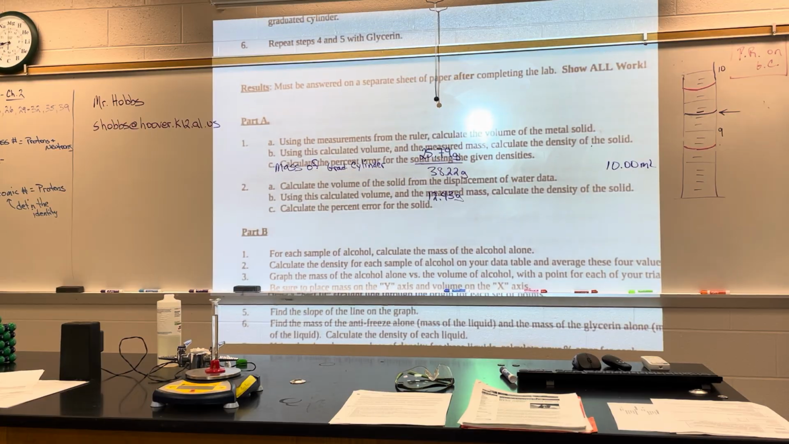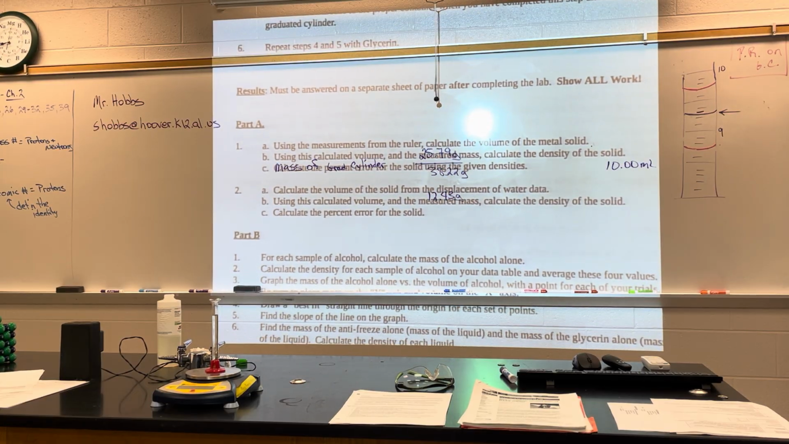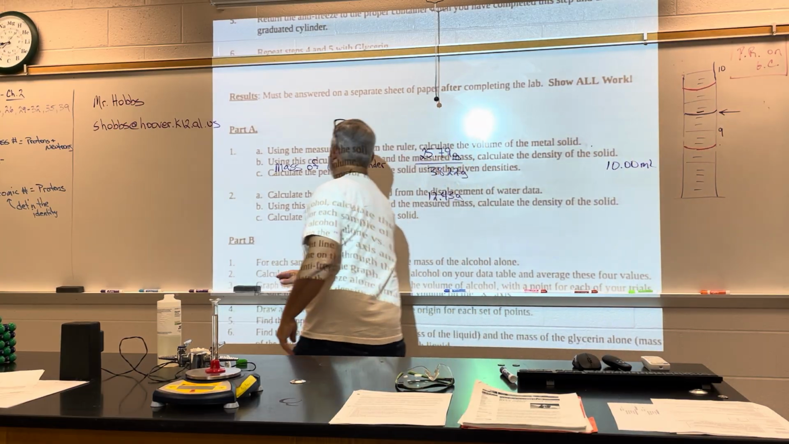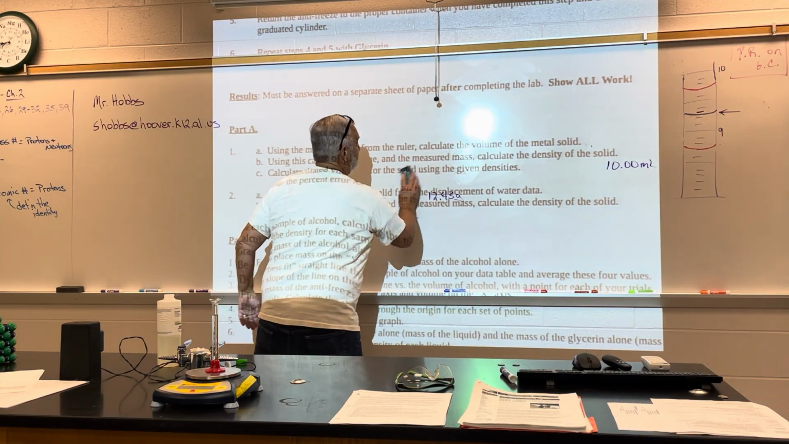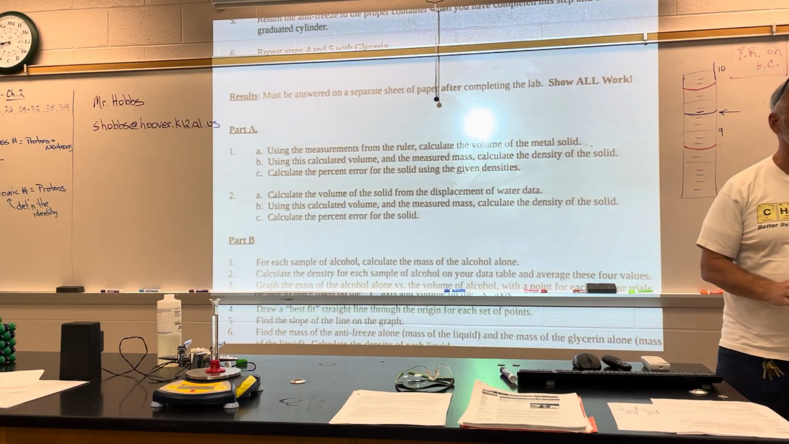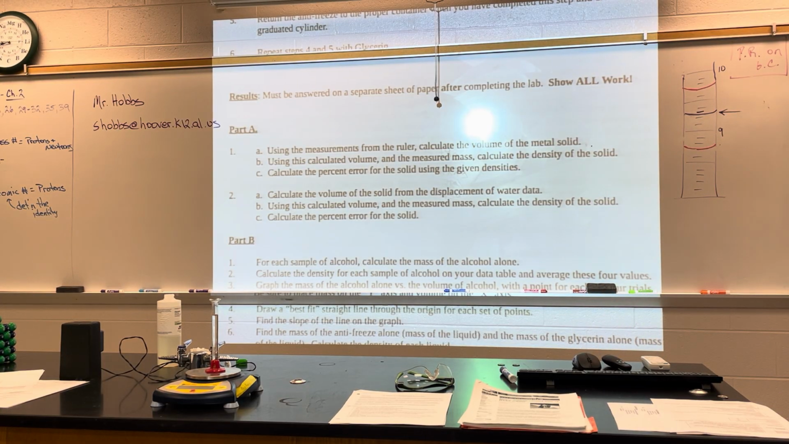So here's our results. Now we're going to notice it says, first off, must be answered on a separate sheet of paper. So we're going to start with everybody getting a separate sheet of paper. Step 1, read the directions. We're not just going to put this onto the lab sheet, on your data sheet. We're going to do all your calculations on the separate sheet, and we're going to label our calculations.